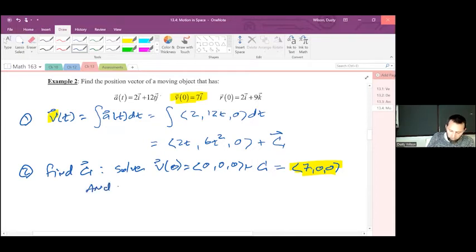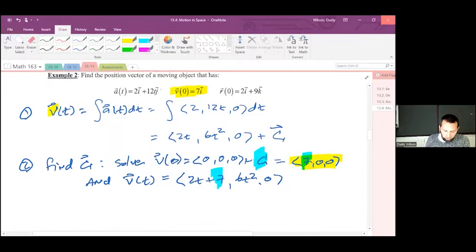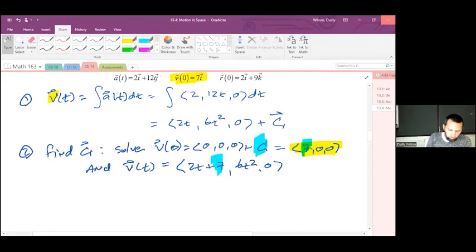And we conclude this step with v of t equals 2t plus 7, 6t squared, 0. And that plus 7 is coming from the constant vector that we found. Okay, so we've now found our velocity vector. Now we got to move one step up and find our position vector.